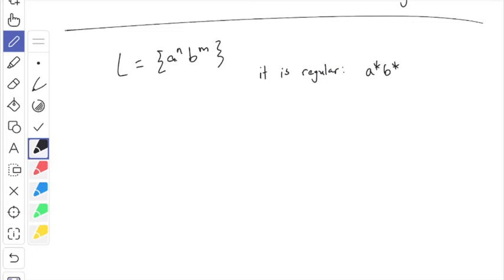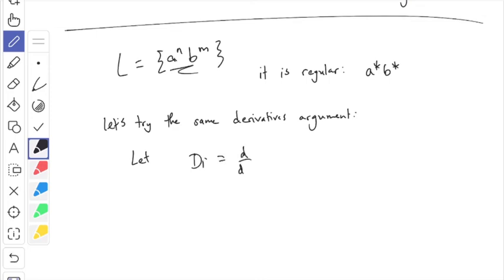So if we try to do that derivative style proof, something has got to go wrong. All right, let's try the same derivatives argument and see where it breaks down. Looking at the format of these strings, I would do the derivative with respect to a to the i of L, right? If I didn't know any better, this is how I would choose my derivatives. And then to write this out, I would say a to the n minus i, b to the m, right? That's what it looks like.